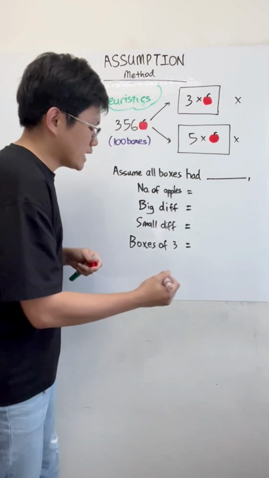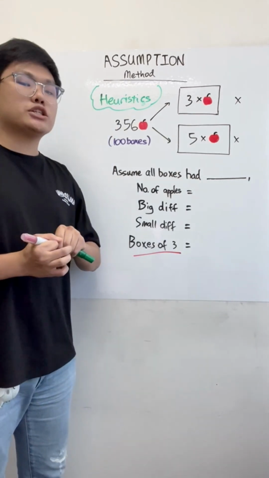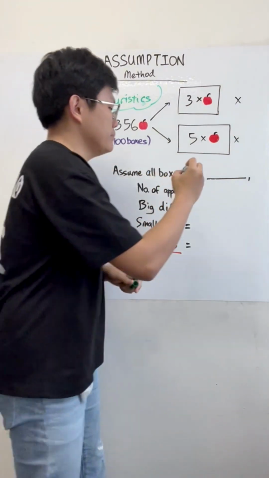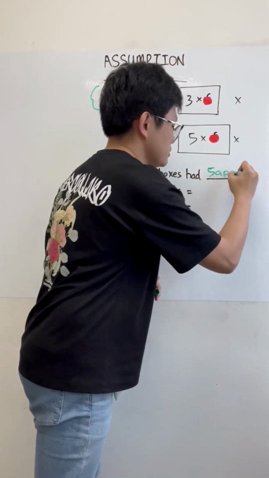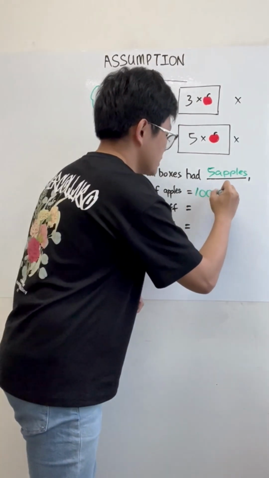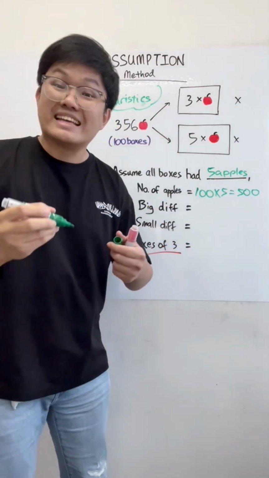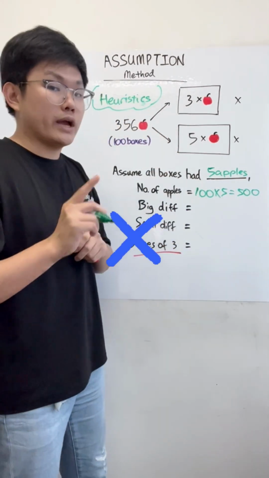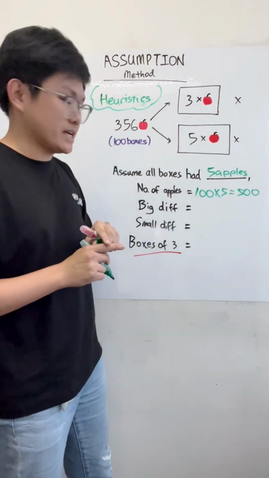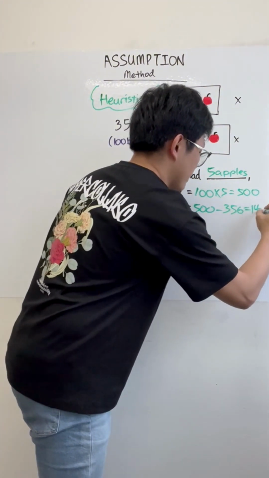Let's say the question is asking for the number of boxes of 3. We will start by assuming with the other number first. When we assume all of these boxes are boxes of 5 apples, the number of apples would be 100 boxes times 5 apples, giving us 500 apples. However, is that the number that we want? No, because there were actually only 356 apples. So we take 500 minus 356, giving us 144.